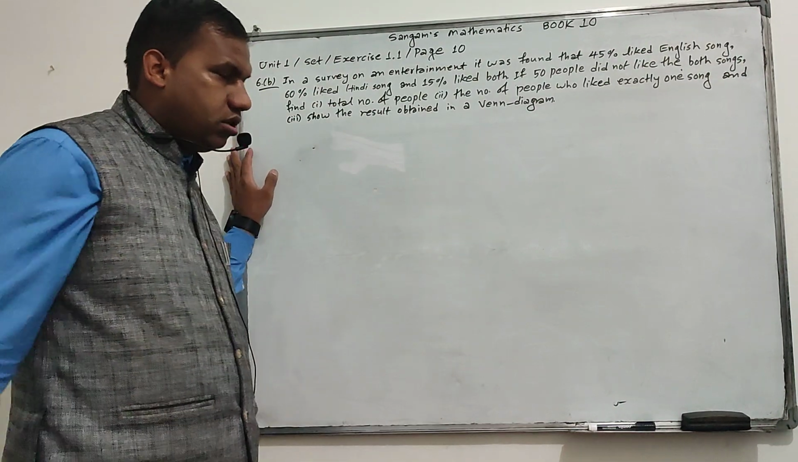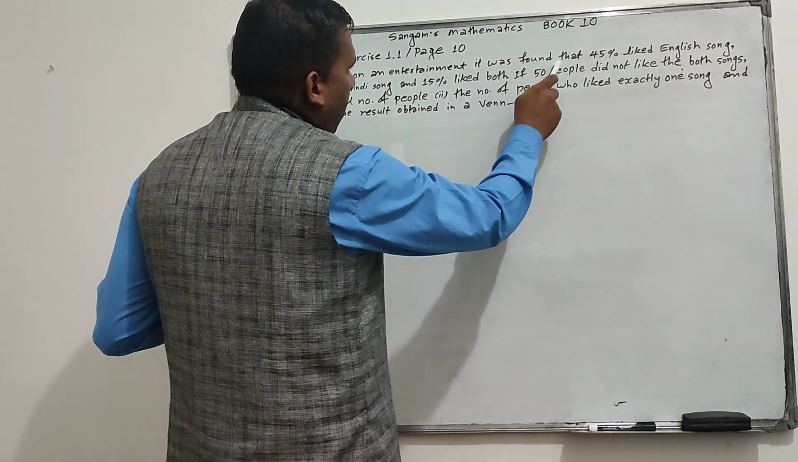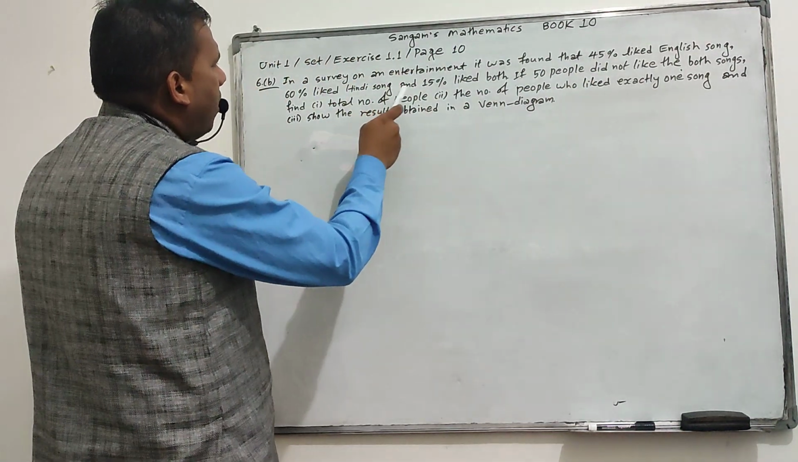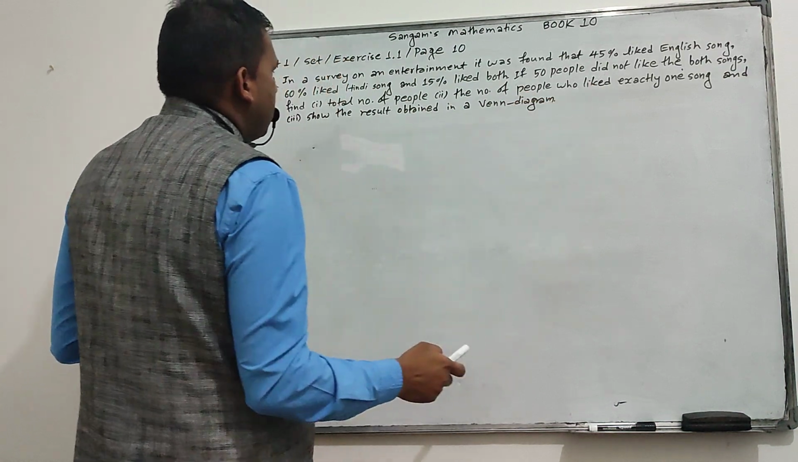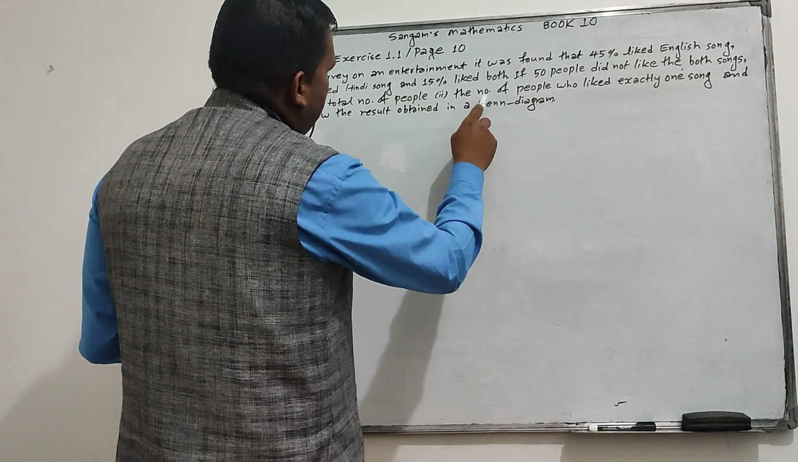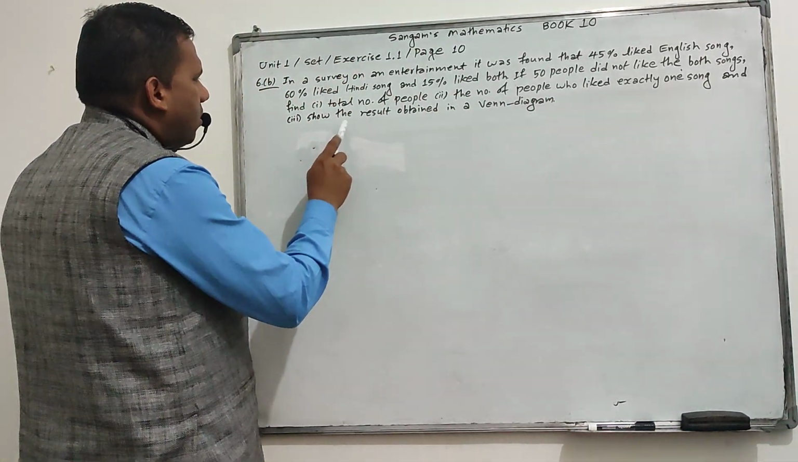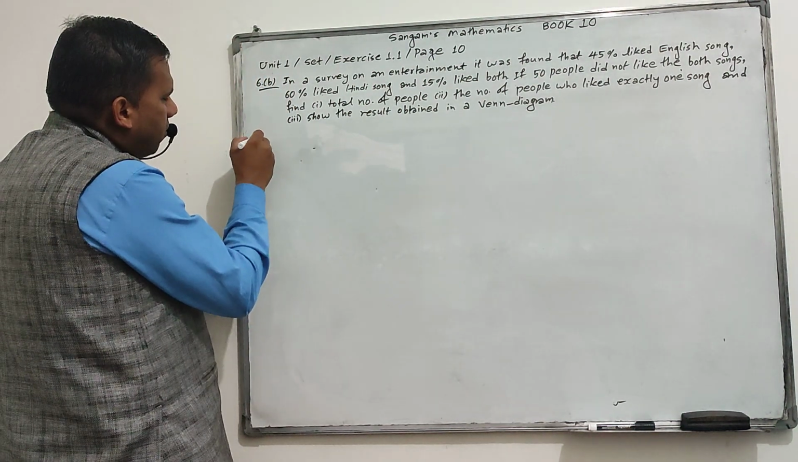Now students, question number 6b. In a survey on entertainment, it was found that 45% like English songs, 60% like Hindi songs, and 15% like both. If 50 people did not like both songs, find 1. the total number of people, 2. the number of people who like exactly one song, and 3. show the result obtained in a Venn diagram. Let's do its solution.